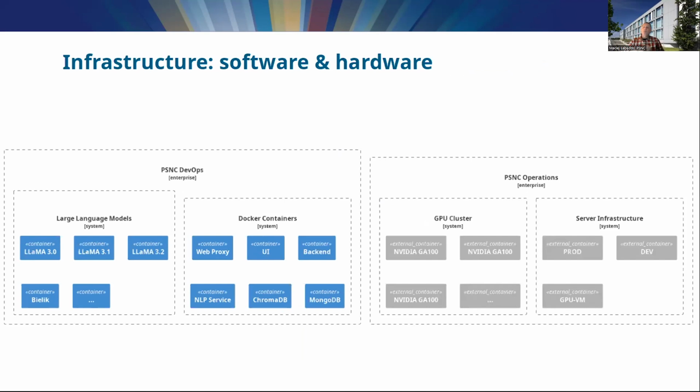The infrastructure can be divided into two groups: the part maintained by the DevOps team developing eAcademy chatbot, and the part provided by the operations team from PSNC. The gray color has been used to highlight the hardware part, which includes virtual machines and NVIDIA GA100 graphic cards, very powerful GPUs that allow up to several models to be embedded on a single card.